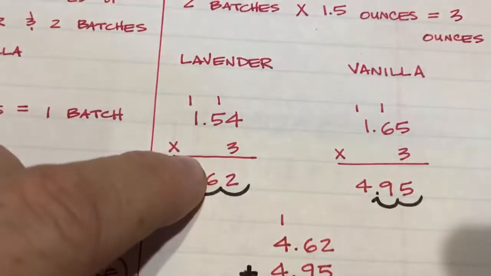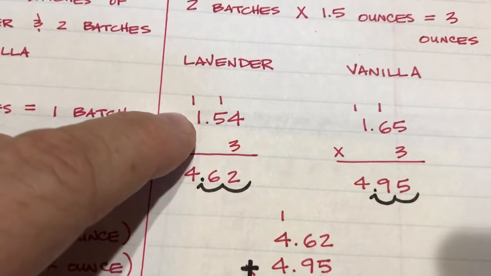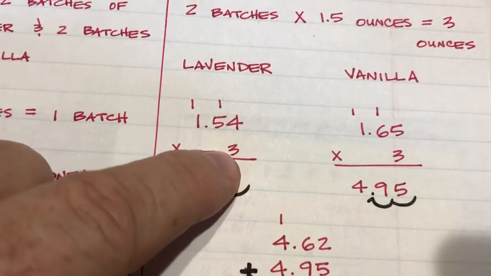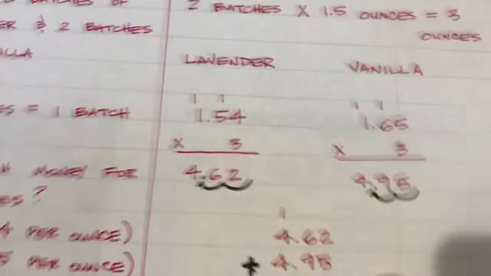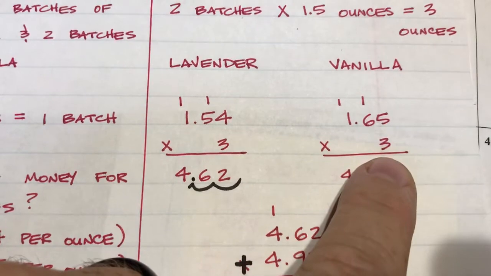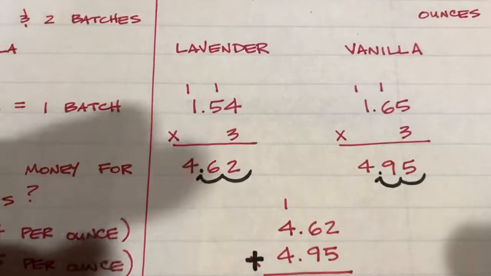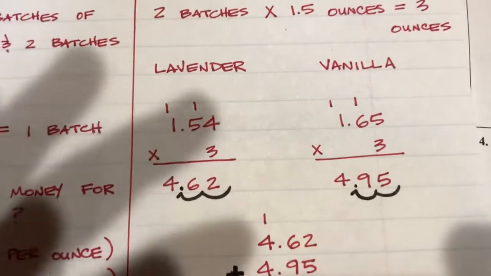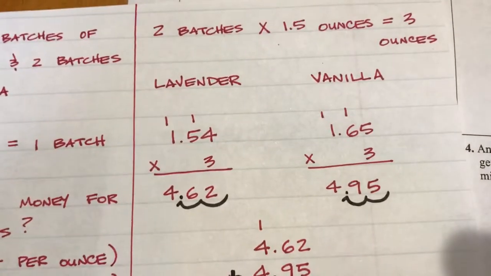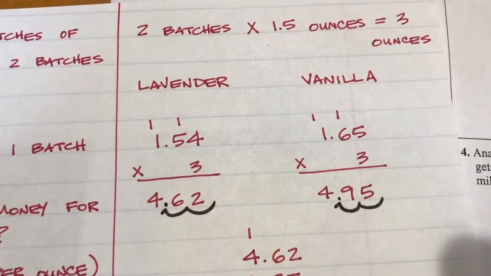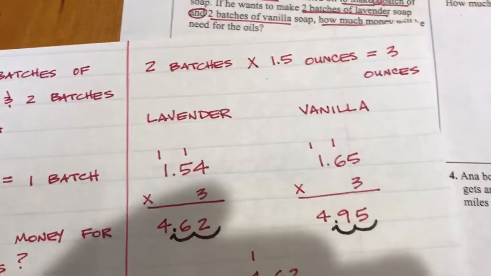So we take the cost of the lavender times the number of ounces he's going to need, and the cost of vanilla times the number of ounces that he's going to need. And if we multiply correctly and put our decimal back correctly, we should end up with $4.62 and $4.95.